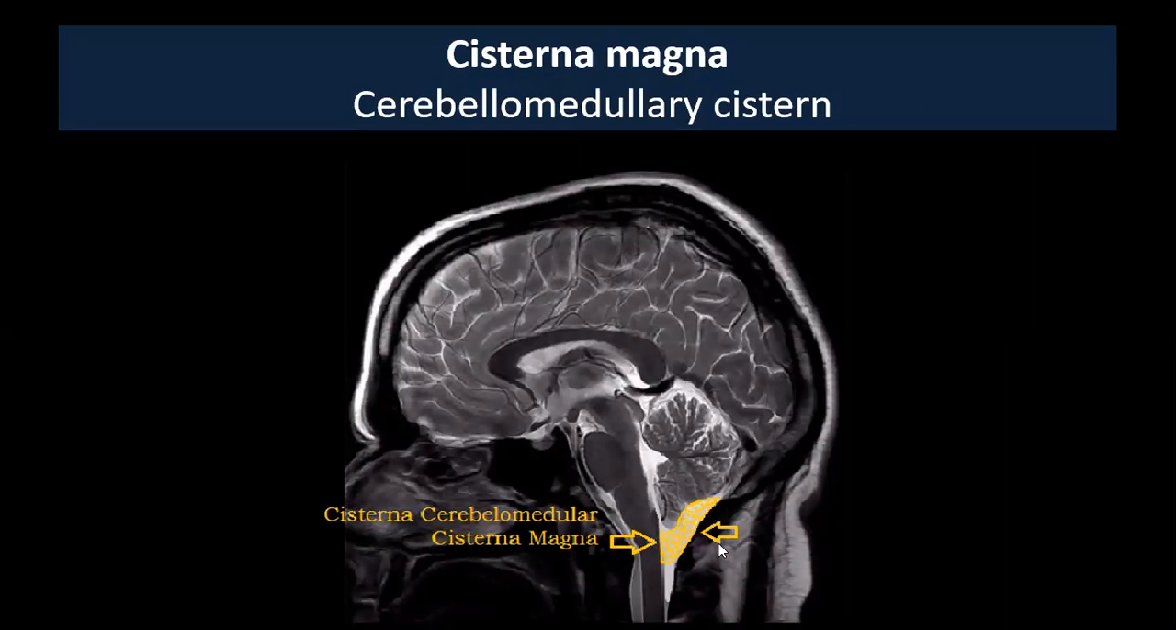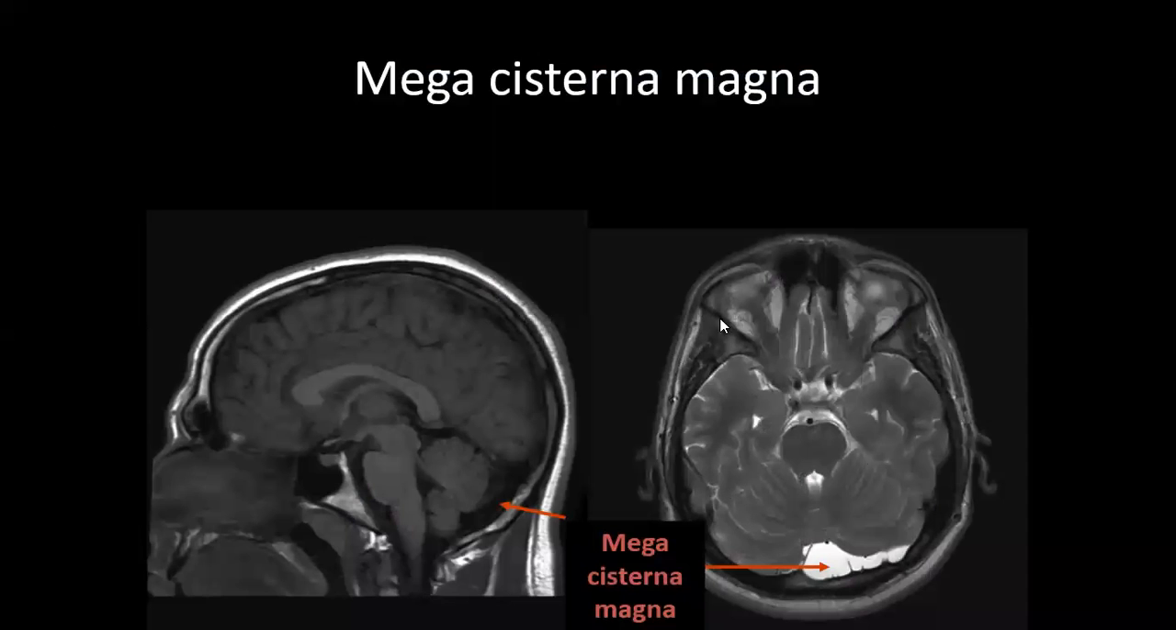Another cistern in the midline is the cisterna magna, because it is the largest cistern. It is located between the medulla and the inferior cerebellar vermis. These are dural folds inside the cisterna magna, which differentiate between mega cisterna magna and posterior fossa arachnoid cyst.